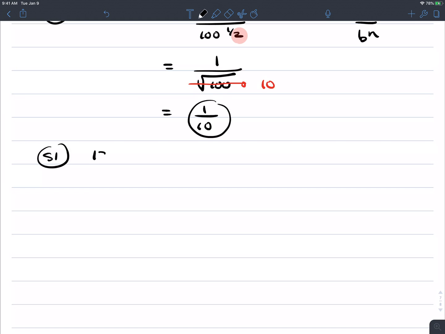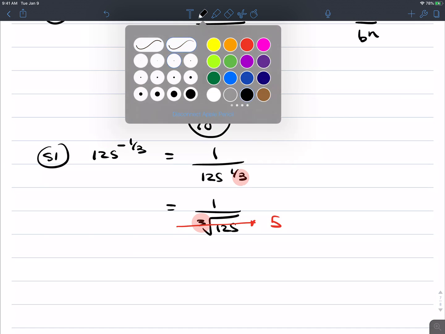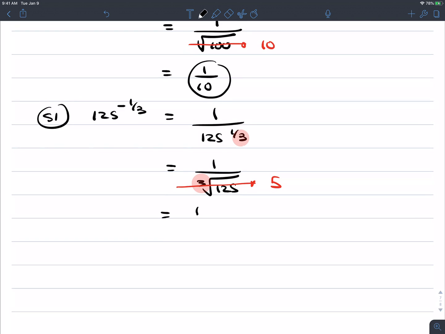51. 125 to the negative 1/3 is 1 over 125 to the positive 1/3, right? Now the definition here on the bottom of 125 to the 1/3 power, you guys know, is the cube root of 125. This is my 3, there's my index. So what is the cube root of 125? 5. So what's your final answer, though? The denominator is 5. My numerator is 1. This is 1/5.